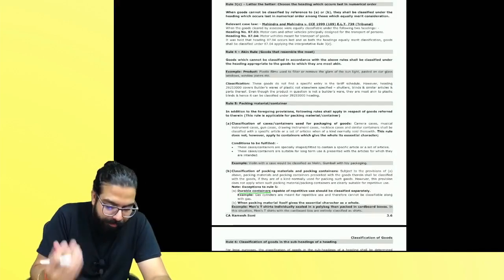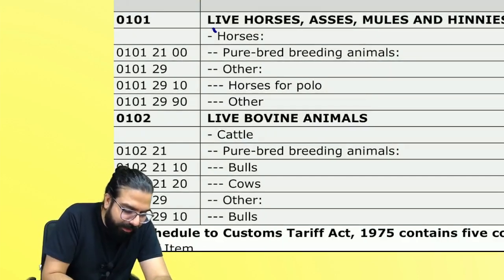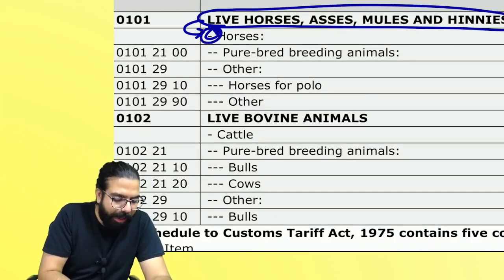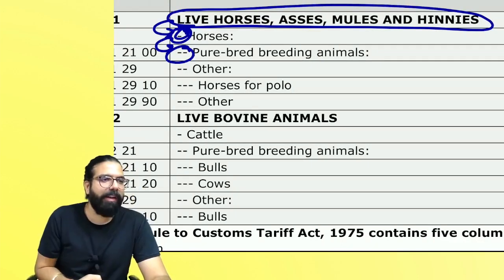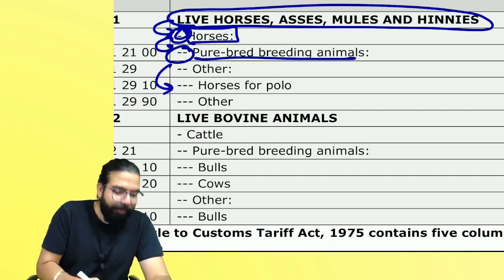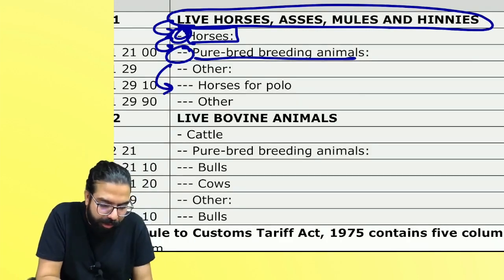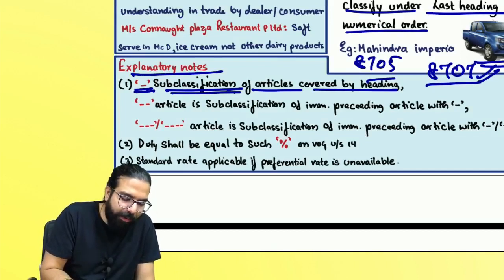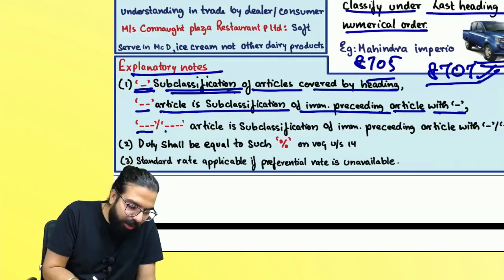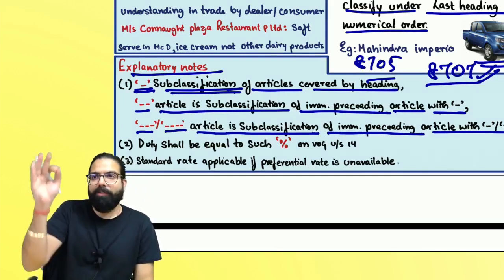When you go ahead and see the Customs Tariff Act, if I show it to you, you will be able to see one dash over here. Correct, everyone? What is this dash? That dash is the subclassification of the immediately preceding heading. What is dash dash? Dash dash is the subclassification of the article which is described by only one dash. Double dash's further classification is dash dash dash, and again if you have further classification, that will be dash dash dash dash. Always remember, dash is the subclassification of the article covered by the heading. Dash dash is the subclassification of the immediately preceding article with dash. Dash dash dash or dash dash dash dash is the subclassification of the immediately preceding article with dash or dash dash.